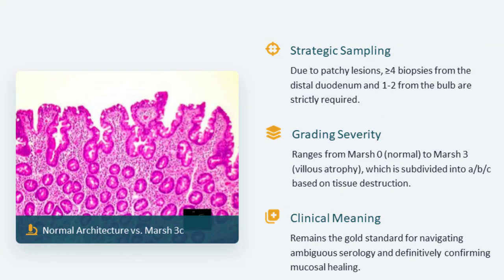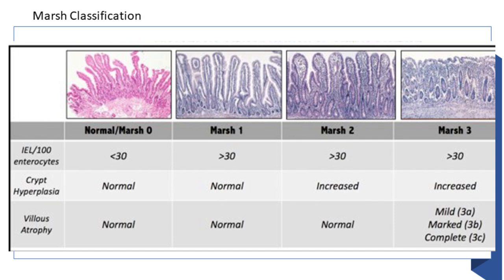Now, whenever you do an endoscopic biopsy, remember to take 4 samples, 4 tissues from the duodenum D2 and D3, and take 1 from the bulb, because it's a patchy involvement, so you don't want to miss out on any site. You grade them according to Marsh 0 to 3, and then, based on the serology and the histopath, you diagnose celiac. So this is the Marsh classification, as you can see in the image. With Marsh 3, there's severe villus atrophy, and if it's mild, marked or complete, you label it as 3A, B, and C.